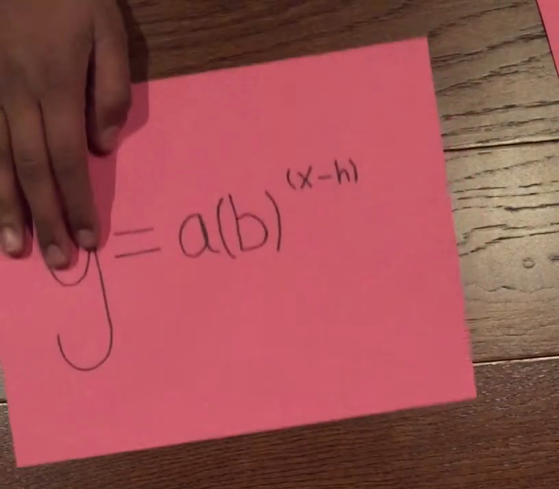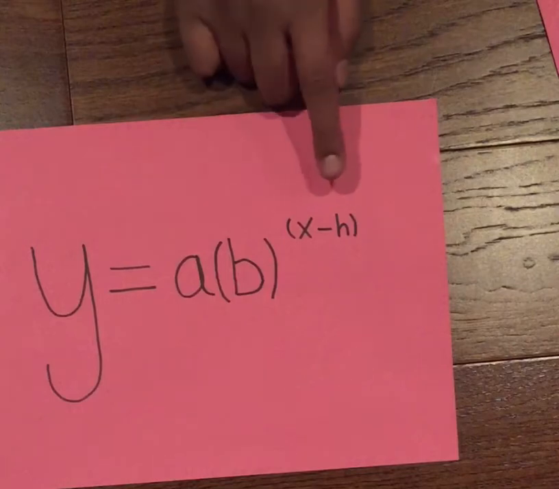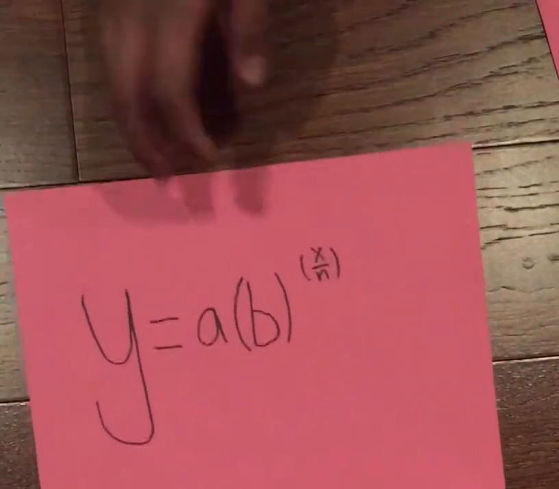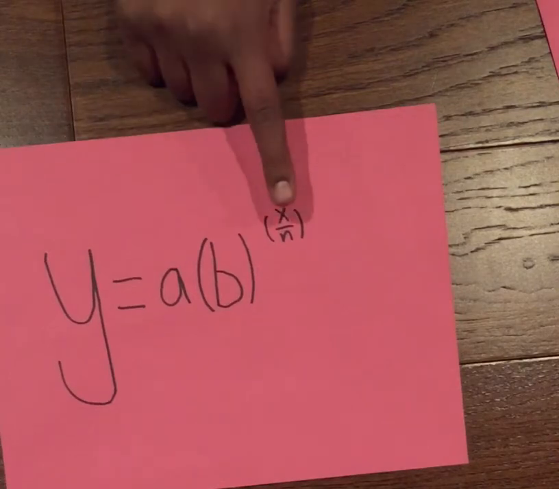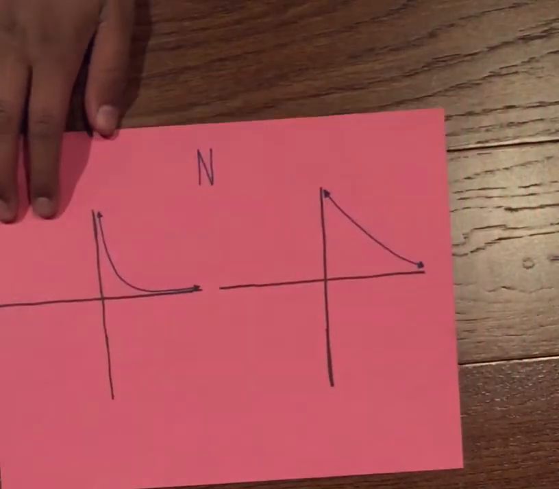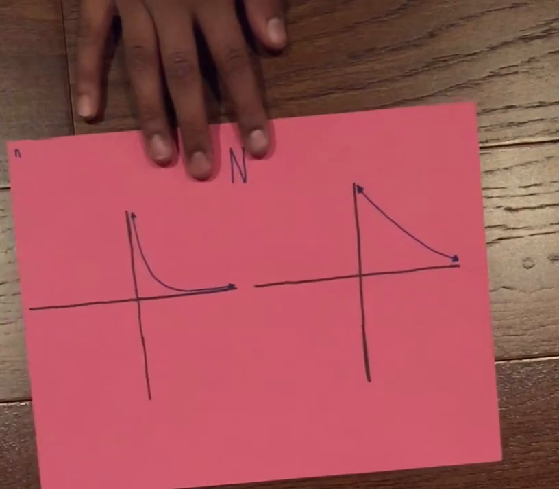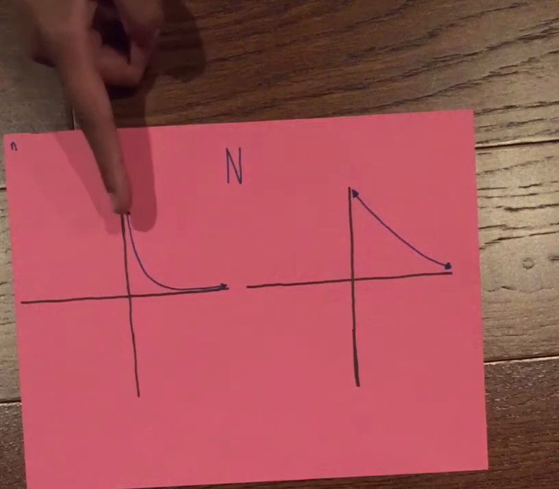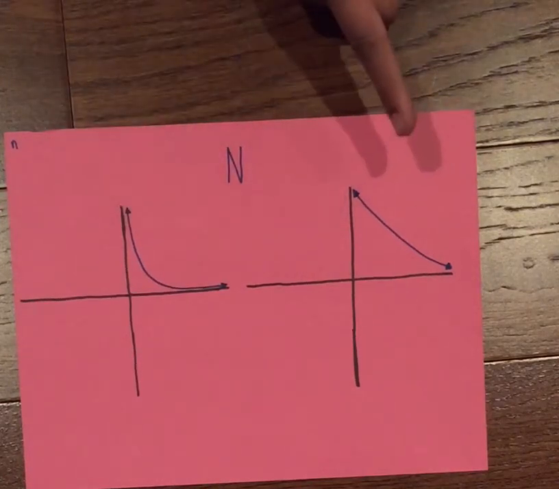So next is n. But before we look at n, let's go back to our equation. So as we can see here, the exponent is x minus h. But if we look at another function, it's x over n. So what does the n do? Well, the n represents the steepness of the graph. If it is a higher value, then it will be less steep. A lower value makes it more steep.